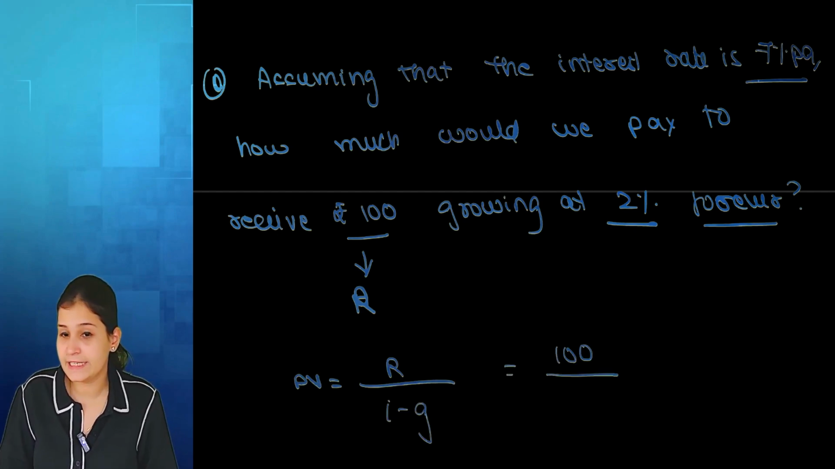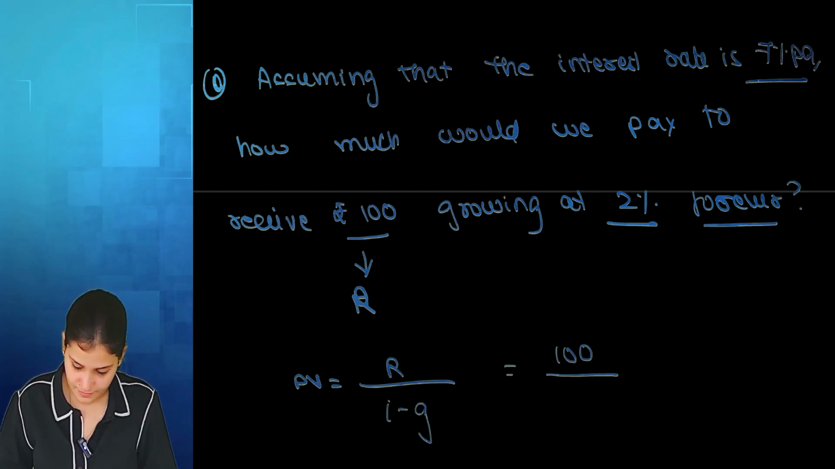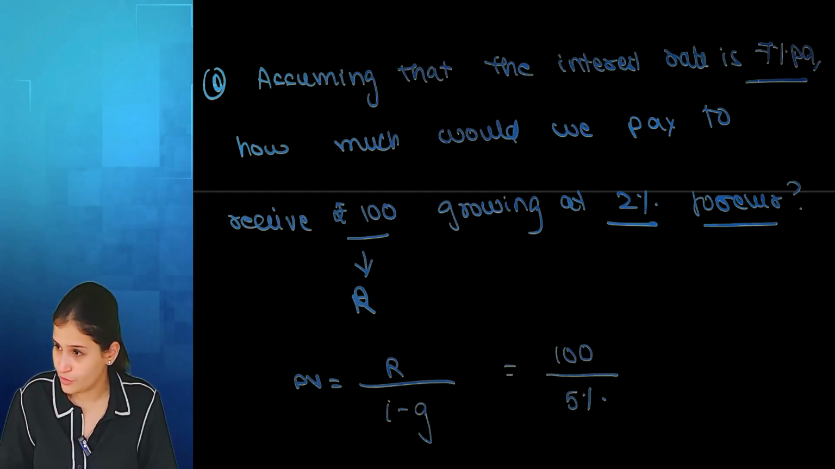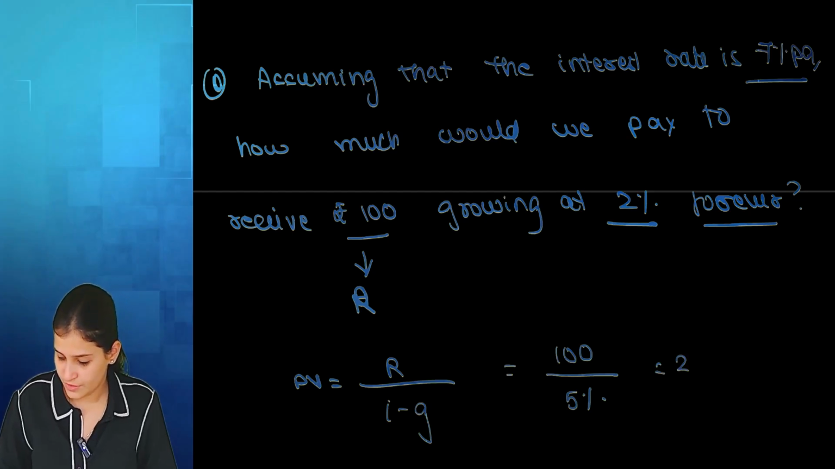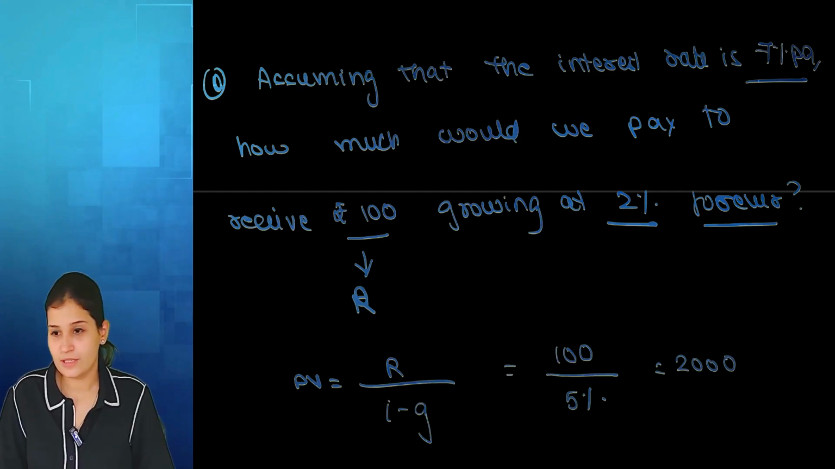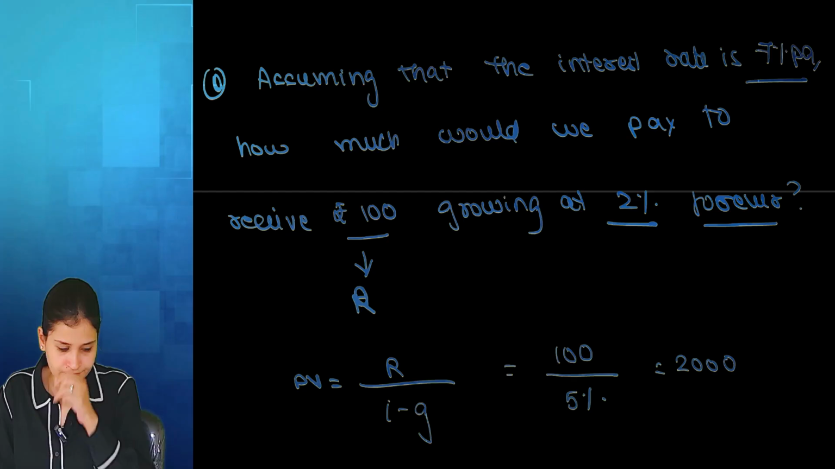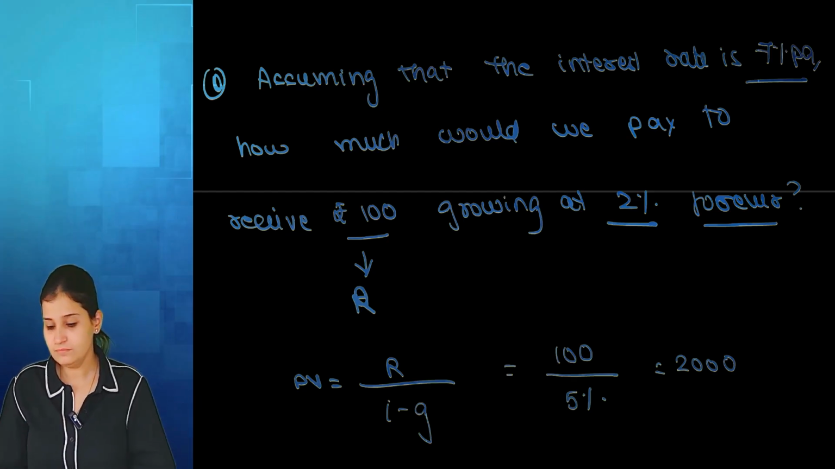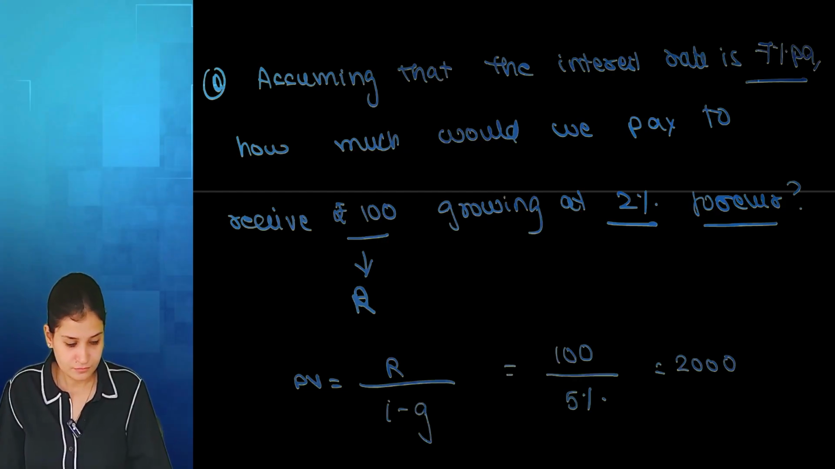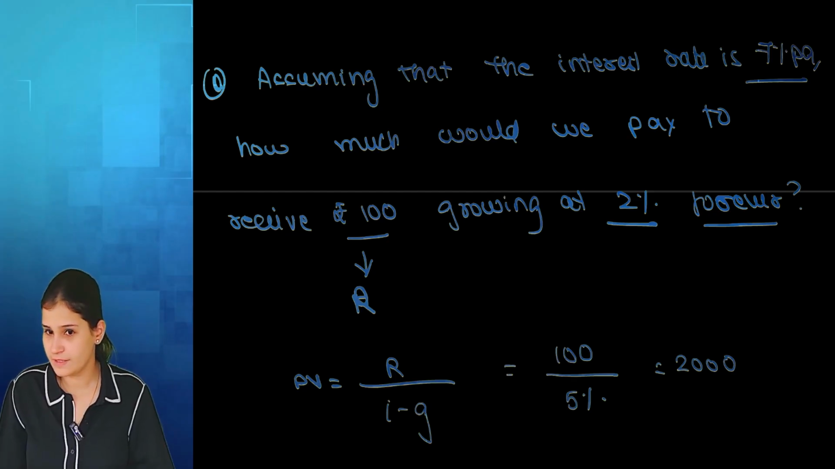I'll take the net rate to be 0.05. 5%, 0.05. Answer: 2000. 2000. Is it okay? Yes, ma'am. Any doubt? No, ma'am. Done?